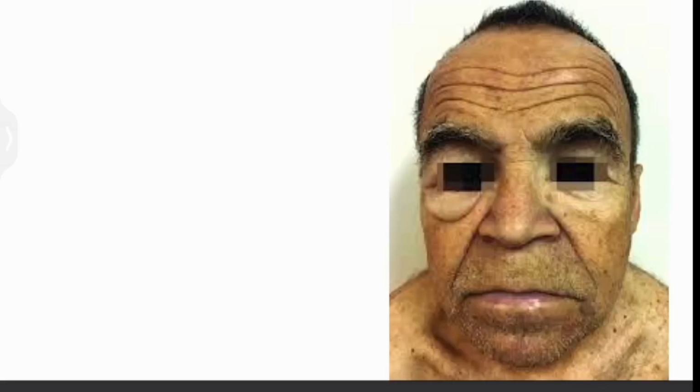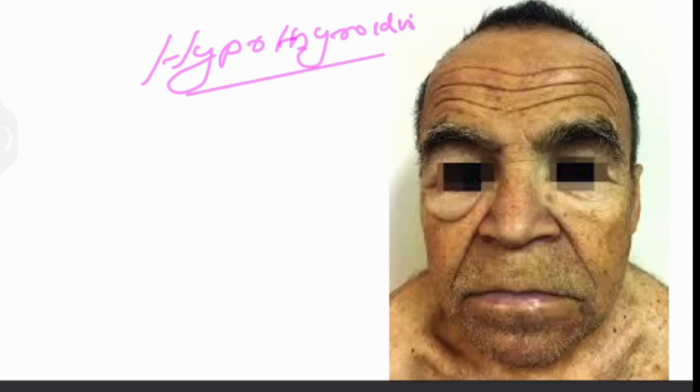So one important condition that you should not miss. Anybody can make a guess? This is hypothyroidism. Hypothyroidism, the extreme stage, that is myxedema. Before that, the patient can complain of pedal edema. So remember, hypothyroidism, you should not miss it.